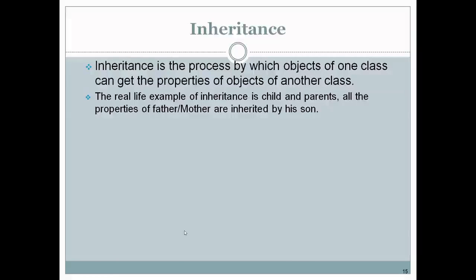Look at this example, a real life example: a child and parents. All the properties of father, mother are inherited by their son. So all of us inherit some of the properties from our parents. When you were born, some of your relatives might have said, you look like your mother, you look like your father or grandfather or grandmother. So you inherit some of the properties from your mother, your parents.